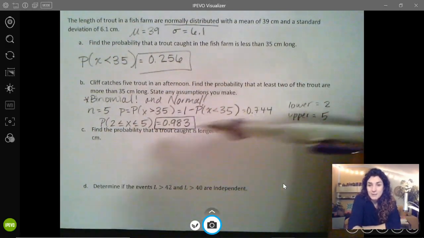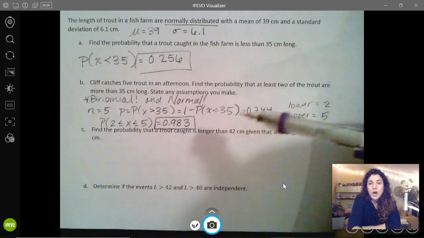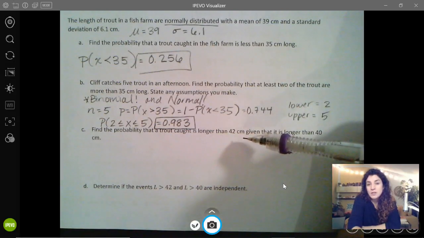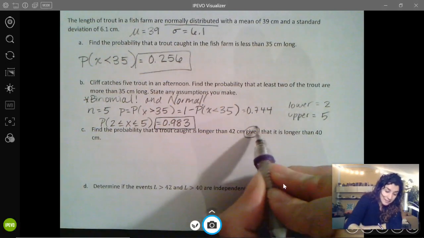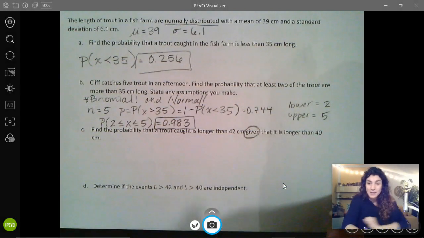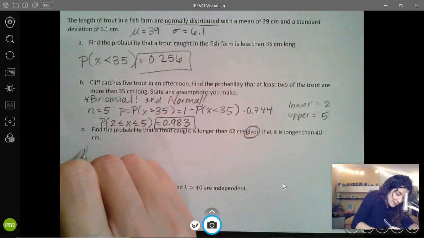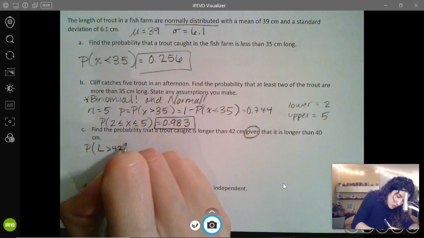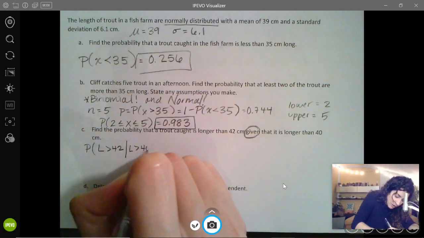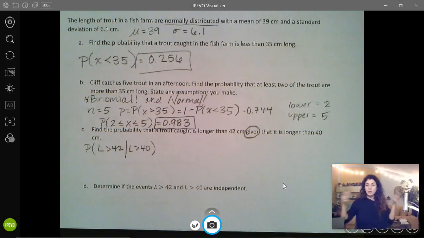Okay, next one. Find the probability that a trout caught is longer than 42 centimeters, given that it is longer than 40 centimeters. Given. Conditional probability. Write out your formula. The probability that the length is longer than 42, given that the length is longer than 40. So we've got a certain number of trout that are longer than 40. We've got a handful of them or a bucket full of them. What's the probability that of those trout that are greater than 40 centimeters, that they're greater than 42?